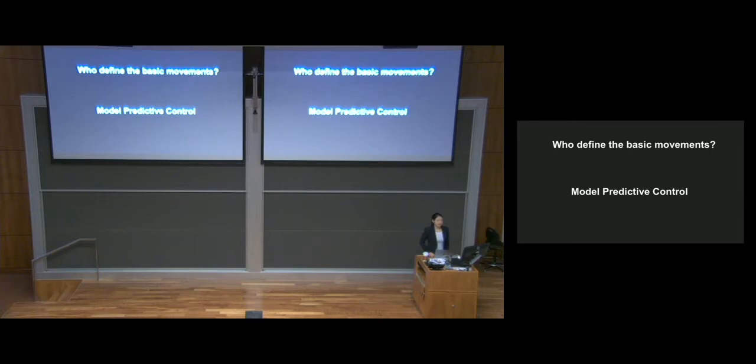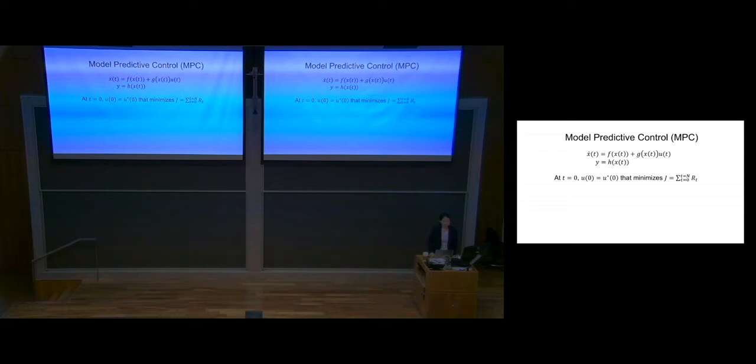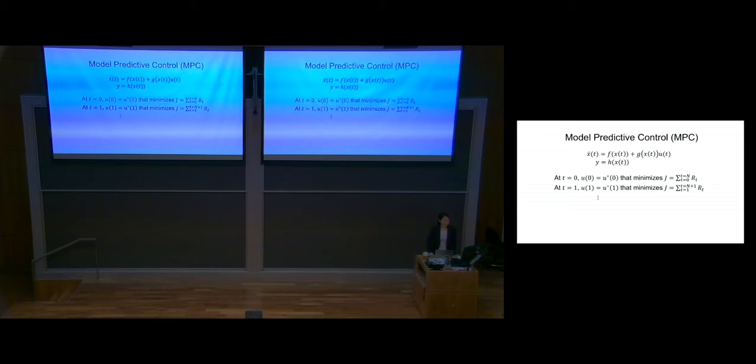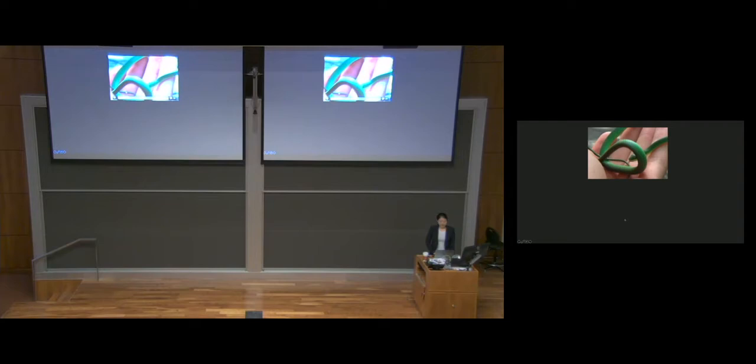For the equations, at t equals zero, we solve an optimization problem over a horizon of N plus one time steps. And for the next time step, we solve another optimization problem. We can use the iterative linear quadratic regulator (iLQR) to solve the optimization problems for nonlinear dynamics. To test my hypothesis that we can use MPC to automatically generate basic movements, I implemented MPC with iLQR for snake-like robots in simulation.